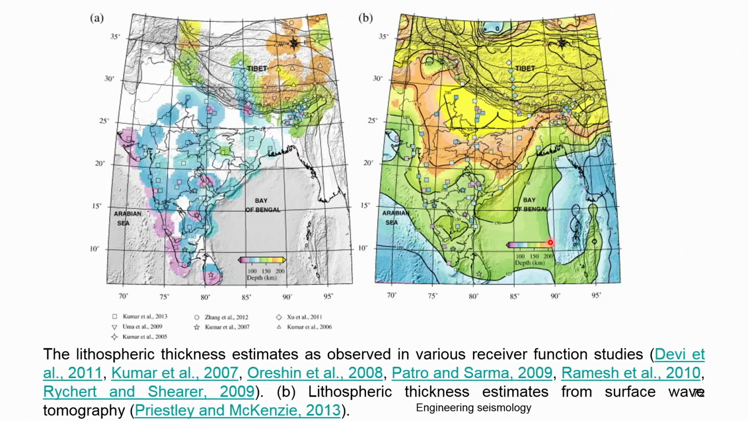So this is basically the lithosphere thickness estimated from various receiver function studies. So you can see here, and then the lithosphere thickness estimated from surface wave tomography. Can you see?